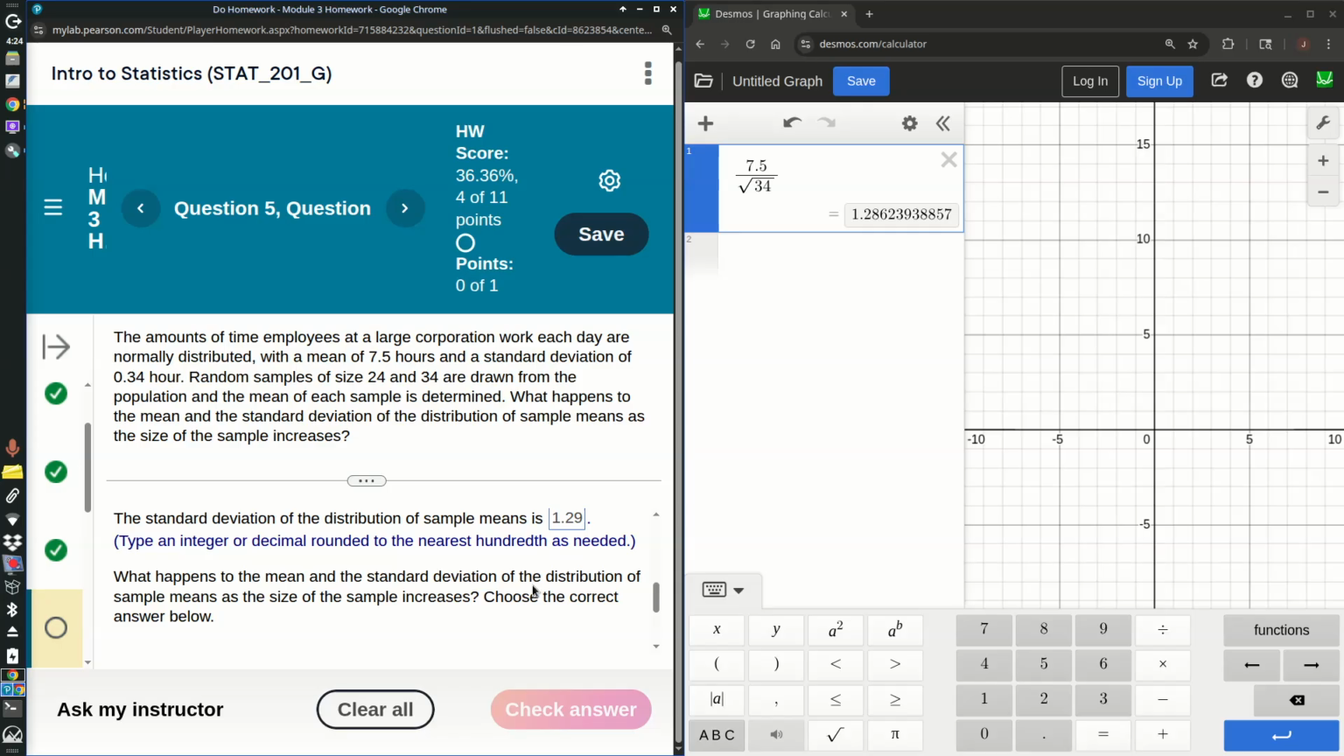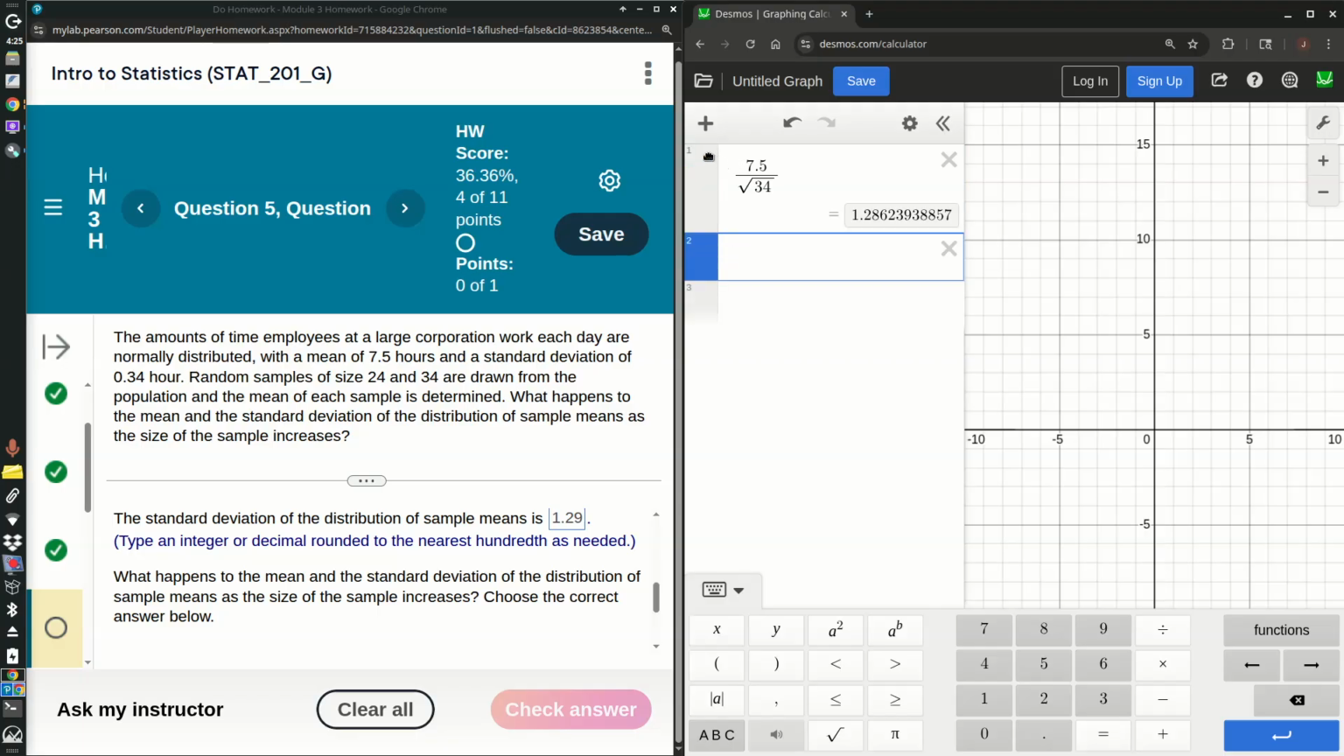Now they have a conceptual question at the end here. It says, what happens to the mean and standard deviation as the size of the sample increases? Let's think about that. So far, the mean is never changing. No matter what we're doing, the mean always stays the same. And for the standard deviation, as the sample gets bigger, we have a fraction where the bottom of the fraction is getting larger and larger.